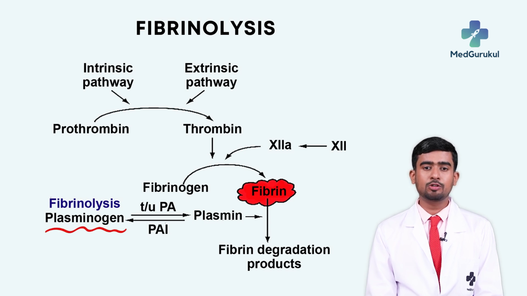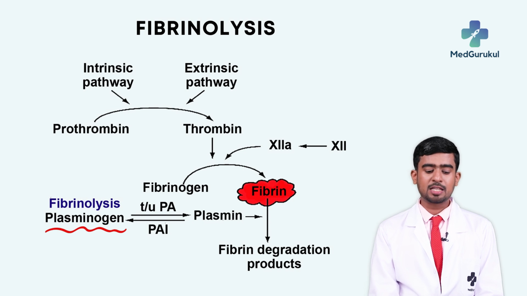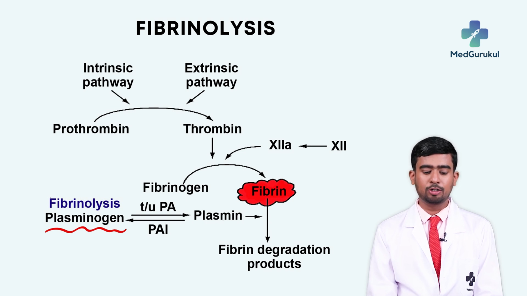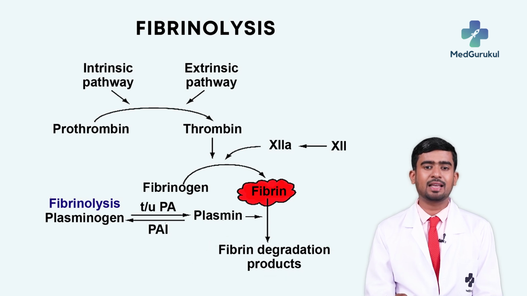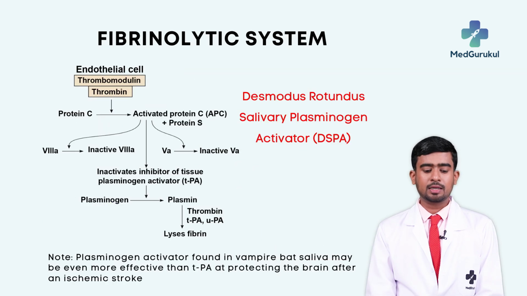So, this plasminogen is getting activated into plasmin, and this plasmin is the active protein which will break down fibrin into fibrin degradation products or FDPs. So, this is fibrinolysis in brief. We will see the steps of fibrinolysis, components of fibrinolysis, and the mechanism of action in the further slides. So, this is the complete picture of the fibrinolytic system.